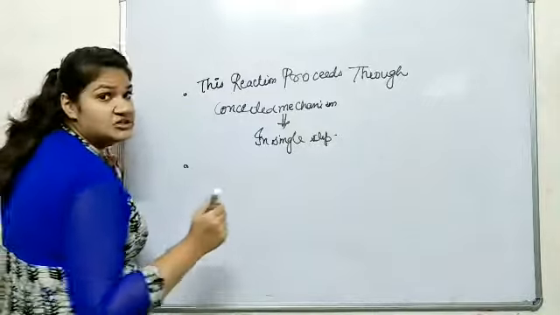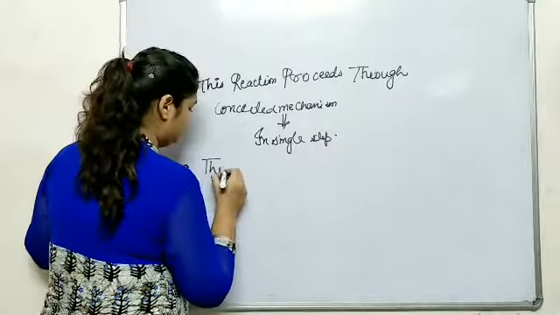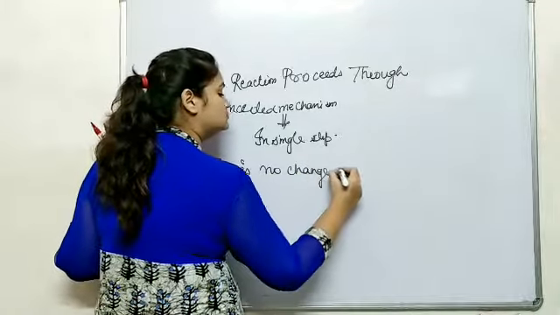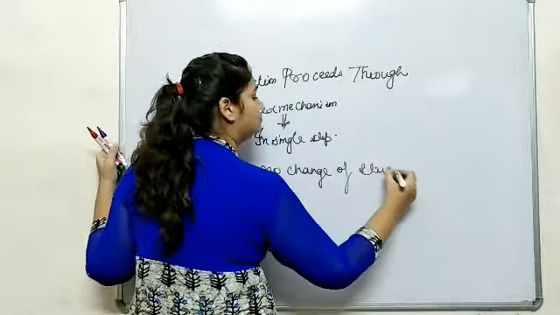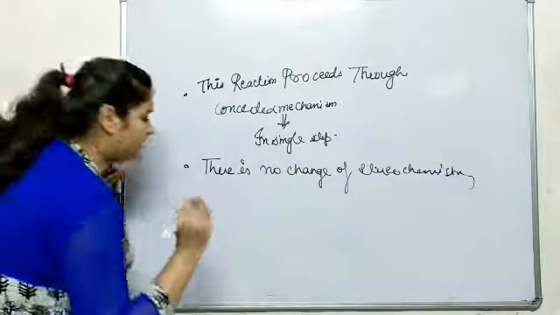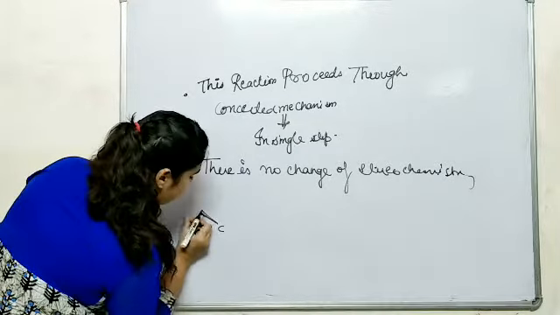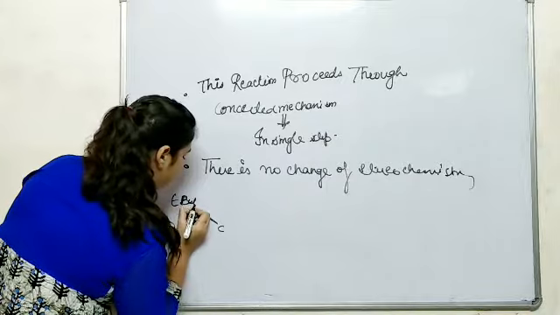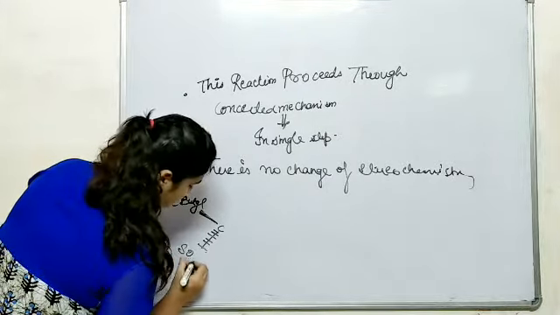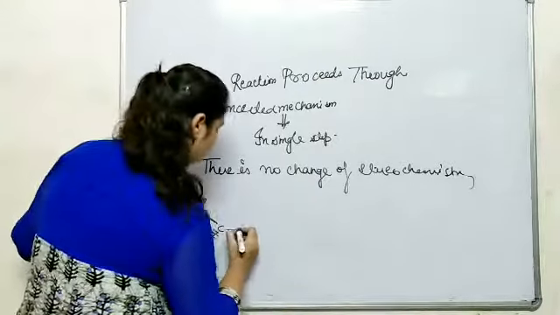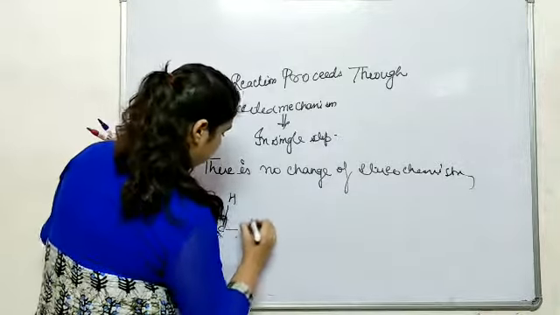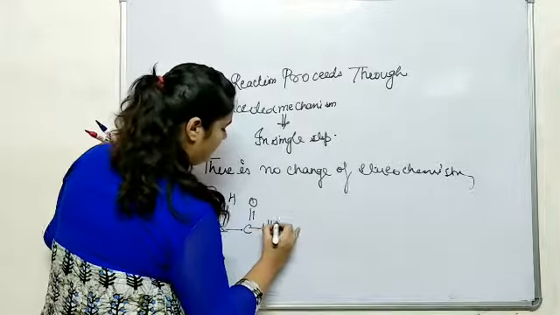Here, there is no change of stereochemistry. For example, if we have C SO2Cl, here we have H and C double bond O and H2.